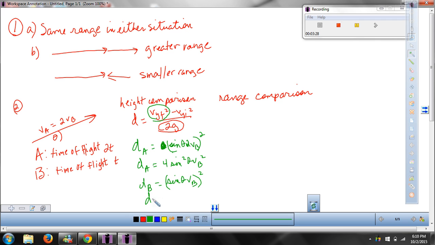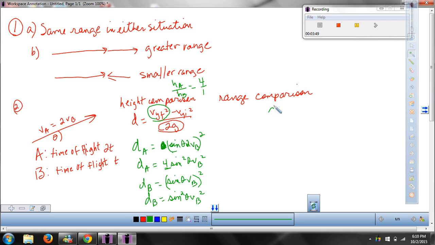So when I compare them, this one is 4 times. Now let's go ahead and square that out. So that's sine squared theta VB squared. So this one has 4 times as much value as that one. So the height comparison, height of A compared to height of B, is going to be 4 to 1.